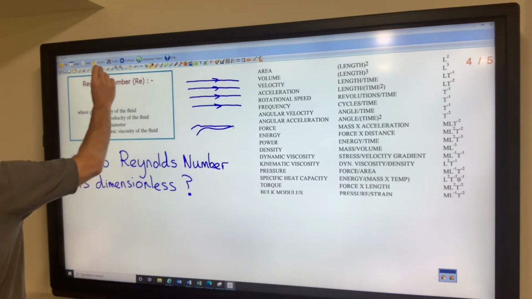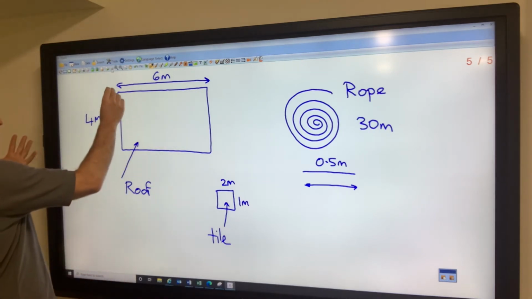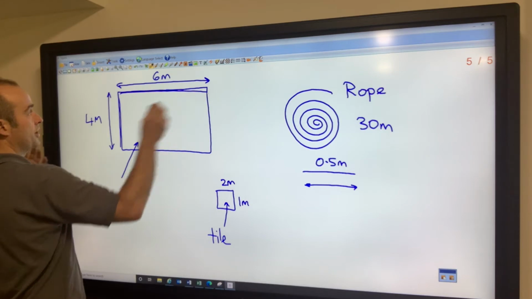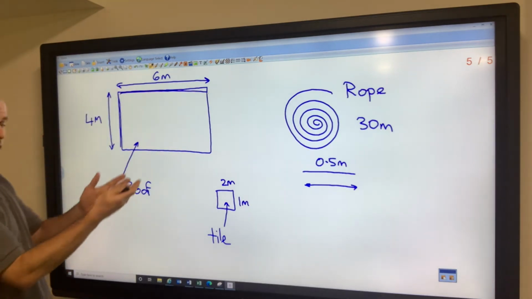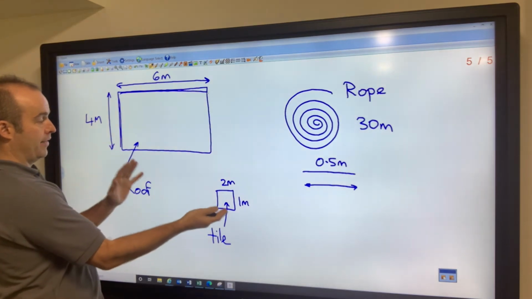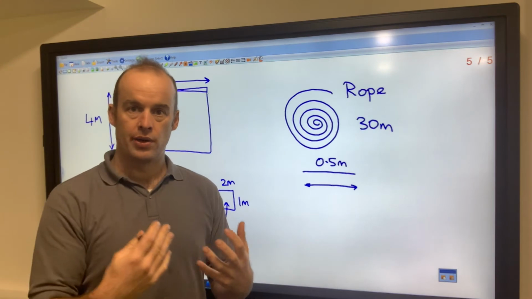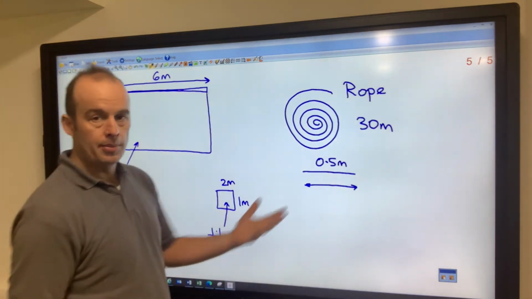Before I do that though, I'll give you an idea of what we mean by that, because what can that mean? So here you've got a roof, it's got an area of 6 by 4. You're going to put tiles on the roof. So if you calculate that, you divide how many of these tiles into that. So the answer you're getting isn't metres squared, it's like a ratio, isn't it? Number of tiles.